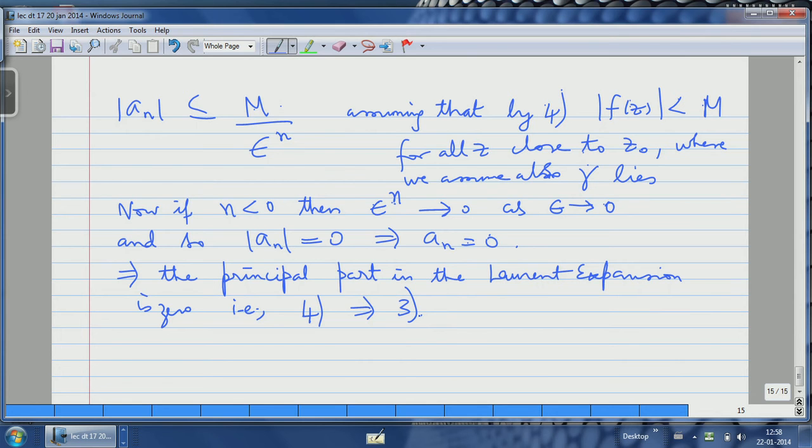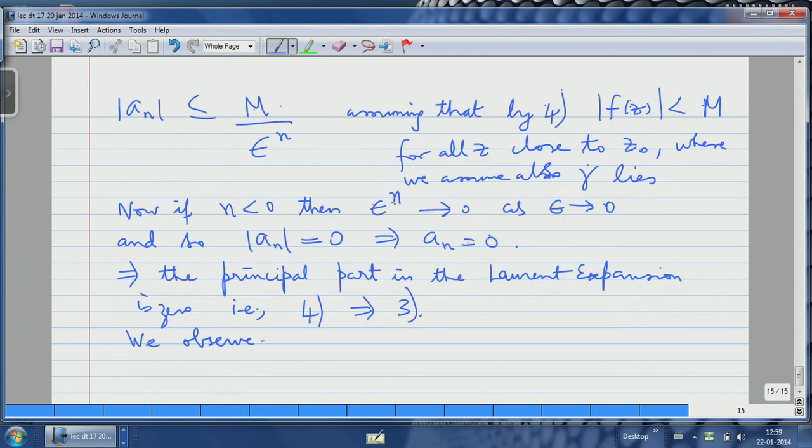Of course 3 implies 1, because if the Laurent expansion is a Taylor expansion, namely if it has no principal part, then it's a power series, so it will converge to a function, and that function is going to be equal to the given function outside that point, and therefore you have extended that function analytically to that point also. Let me write that down. There's a little bit of technicality.